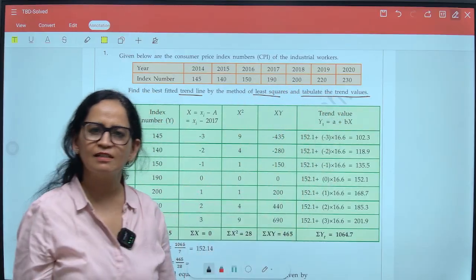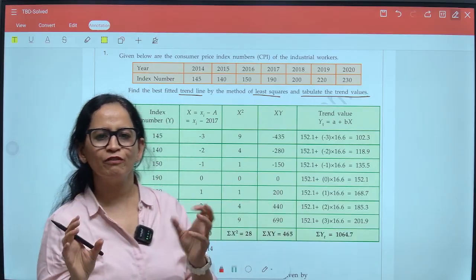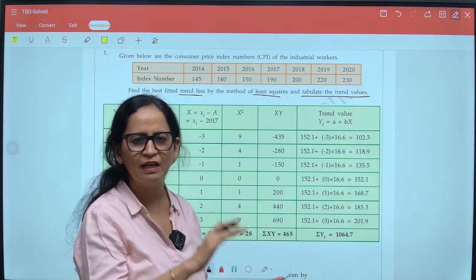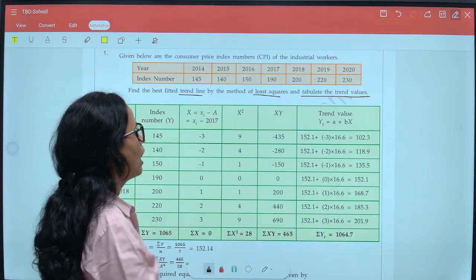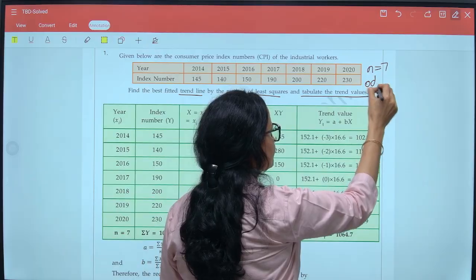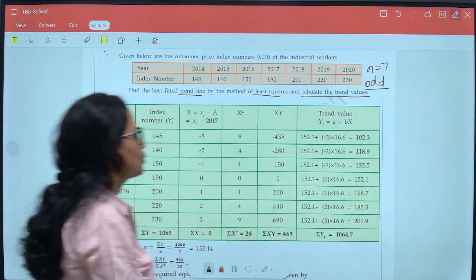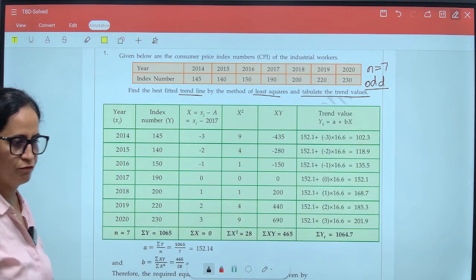So n is 7. Here again in the method of least squares, there is a little difference when you have a value of n as even or odd. Based on that the steps vary a little bit. So how do we do that? Here n is 7, which is odd, right? So for odd number data, what you do is just make the column first.